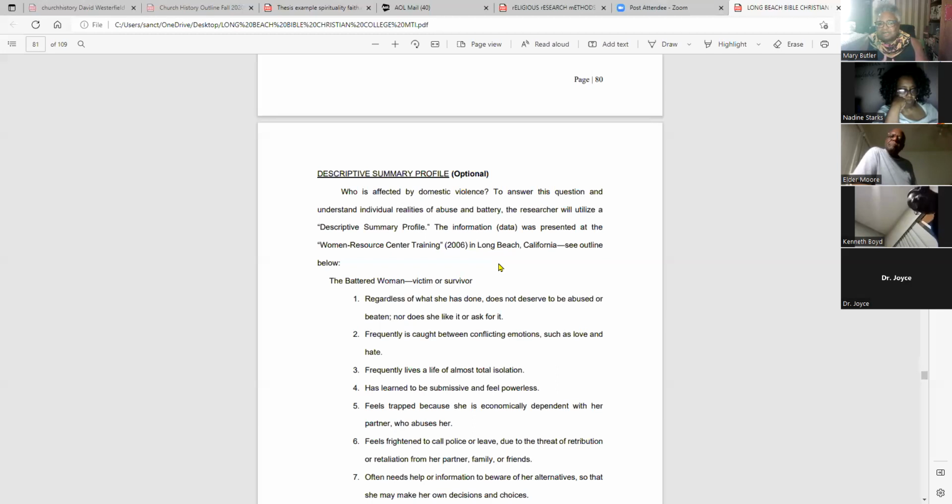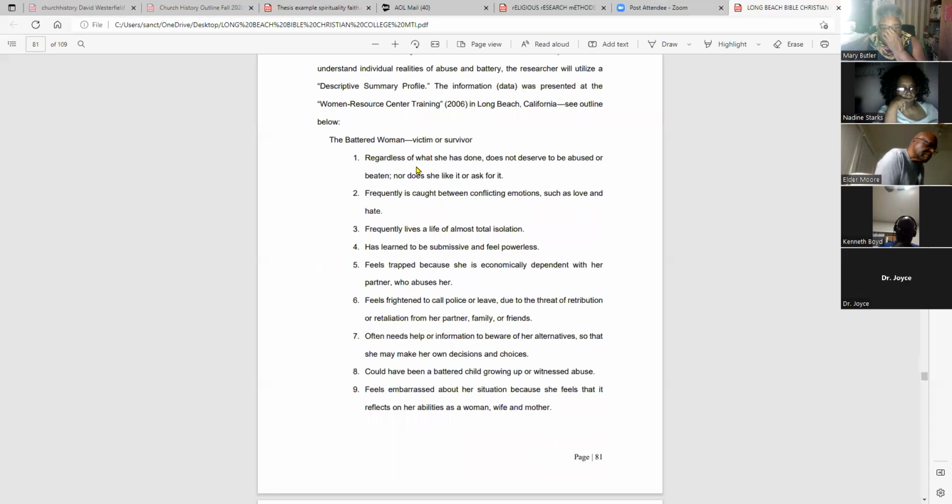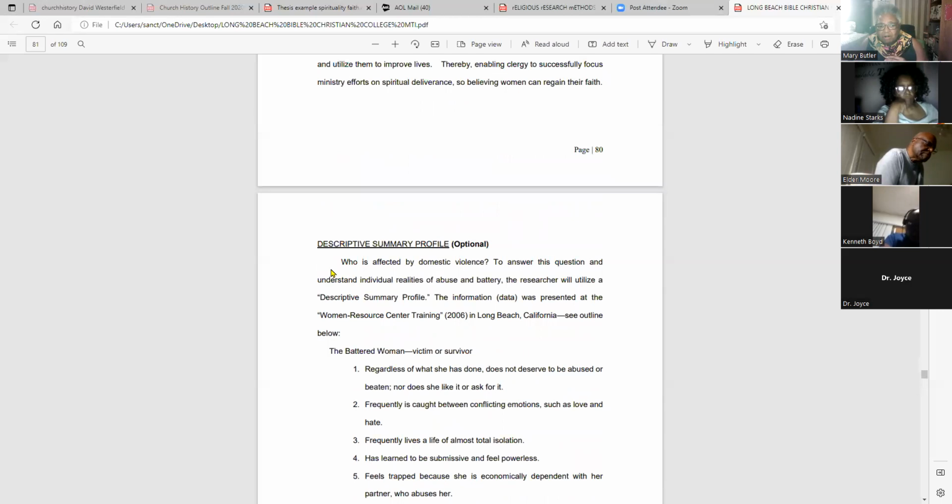Then descriptive summary. This is optional also. Who is affected by domestic violence? Descriptive, giving a summary, descriptive to answer this question. And then you can be descriptive when I try to describe the battered woman, the victim or survivor. Again, this is optional. This one, I did it because it was part of the doctorate.